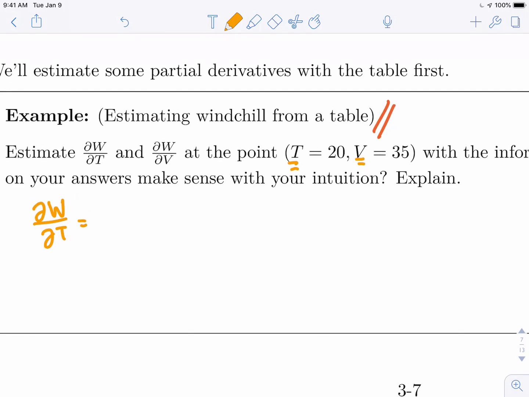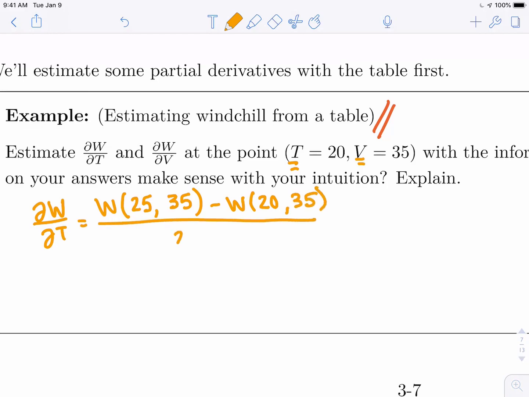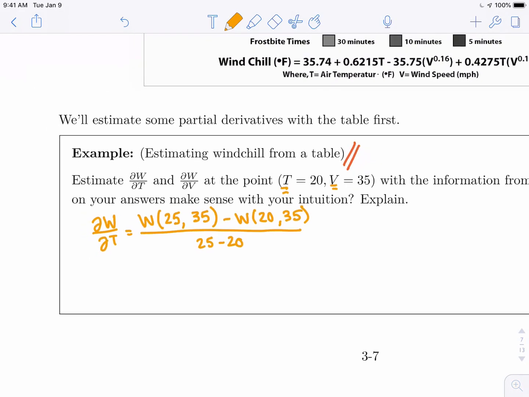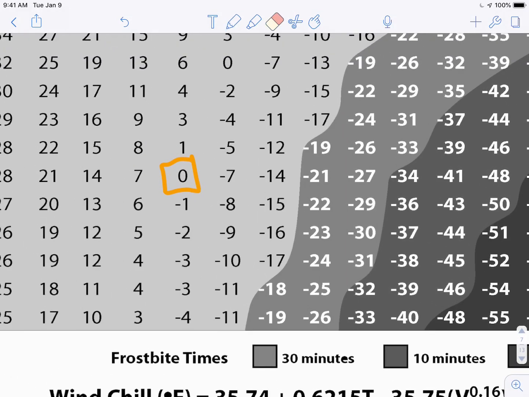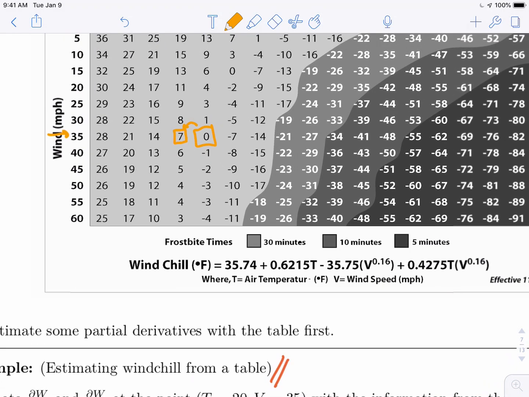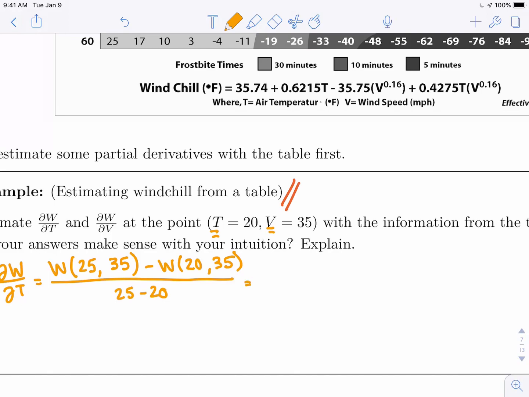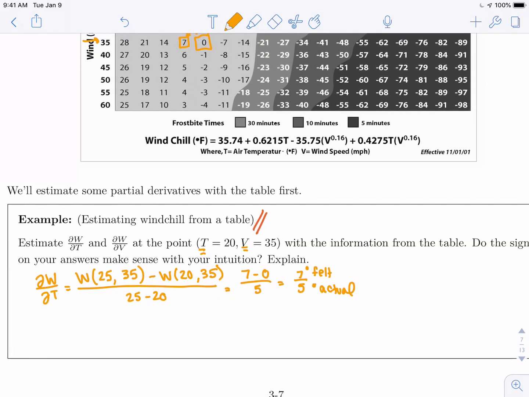I'm going to write this in all the generality for the formula. We'll say the wind chill when T is 25, V is 35, minus the wind chill when T is 20, V is 35, over 25 minus 20. So we've left 35 alone, and we changed the temperature to go from 20 to 25. If you look on this chart, what we've really done is estimated it in this direction. Excellent. So from here, the wind chill was 7 here, 0 on the chart, over 25 minus 20, which is 5, which means we have 7/5. I'm going to say degrees felt over degrees actual, because you'll recall that the temperature is in degrees, and the wind chill is in degrees. So those are our units here.